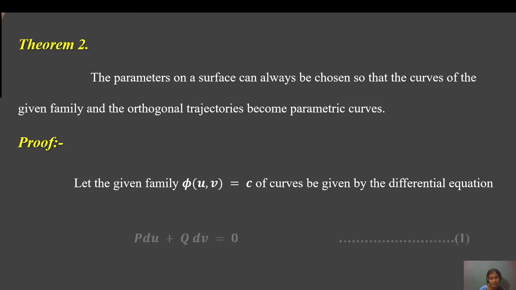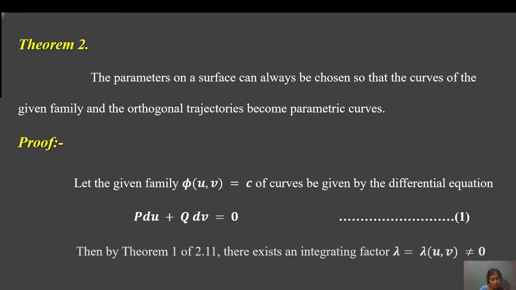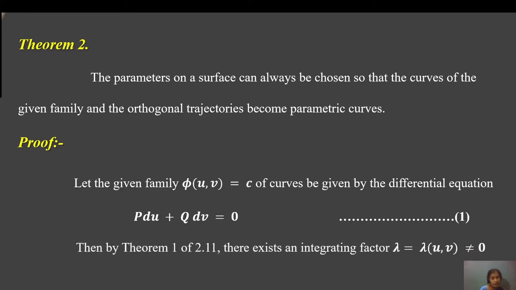Let us get started. Let the given family phi(u,v) equals c of the curves be given by the differential equation P du plus Q dv equals 0. This is the first equation.